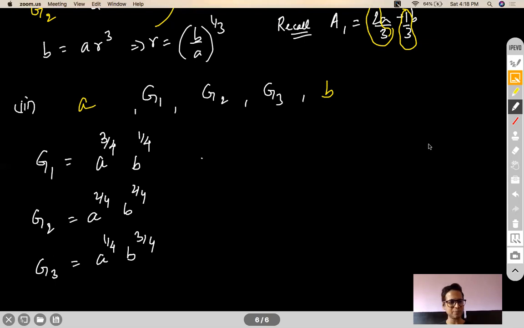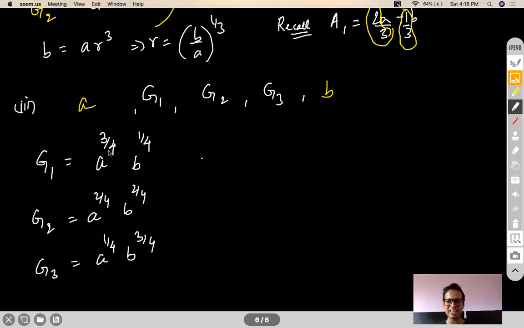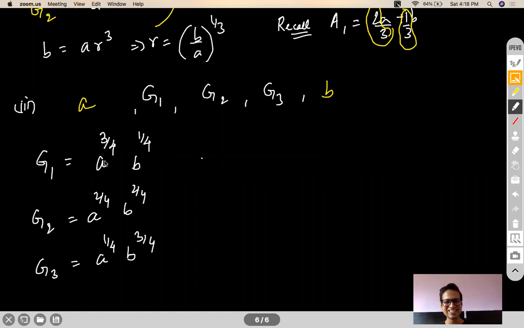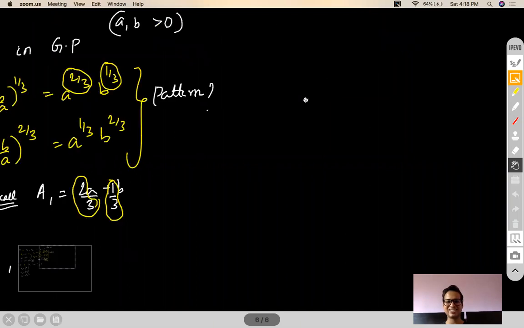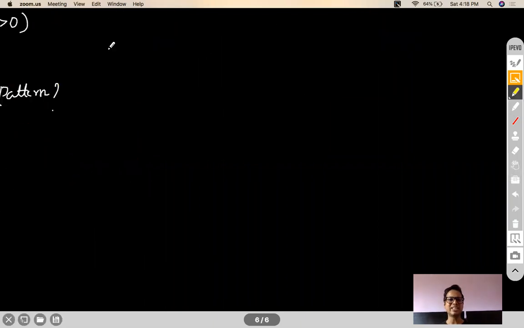A1 is log G1. Not exactly, Aditya, but if you take a log, then log A will come into the picture. 3 by 4 will come down, but log will come into the picture. Yeah, kind of. This is good for you to remember in that way, but not exactly. So let us generalize this.